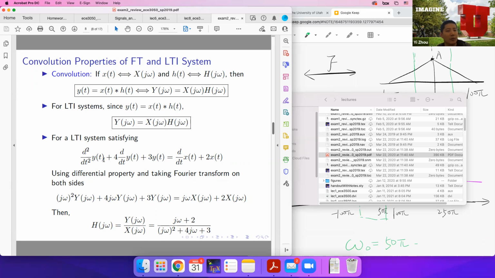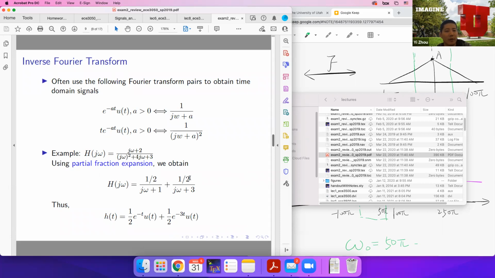So this is an example where we just take Fourier transform on both sides, and then you can identify the system frequency response from this equation. This is how you figure out the system impulse response from the system equation. Once you have this, you do a partial fraction expansion and do an inverse Fourier transform to find the inverse. Okay. So these are the examples that we have gone through in the lecture.